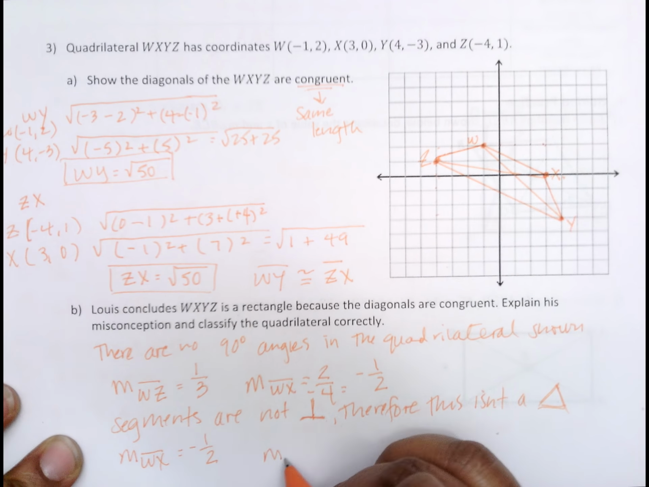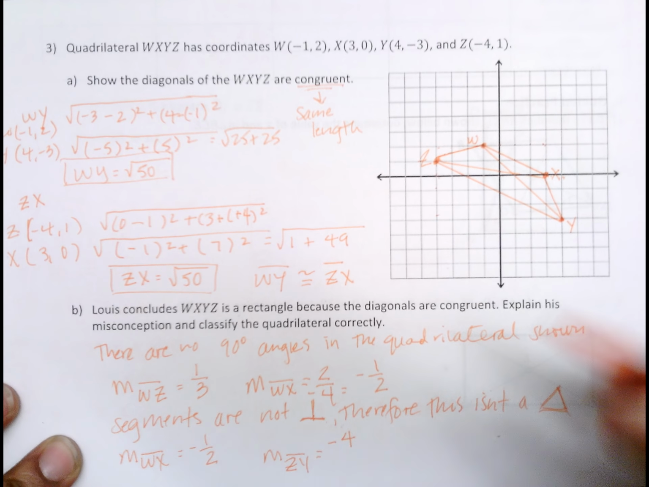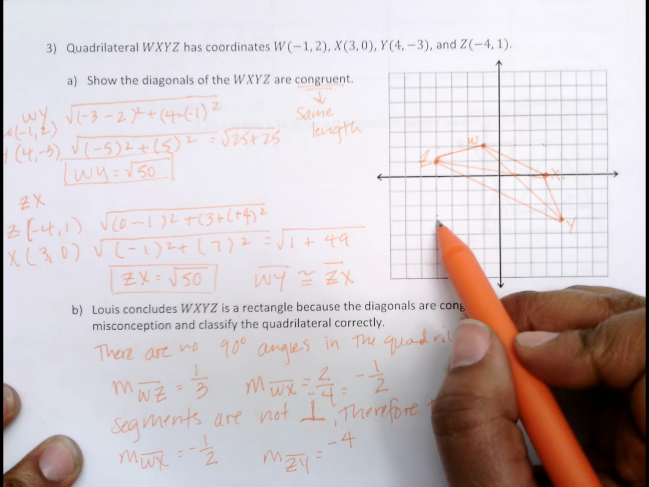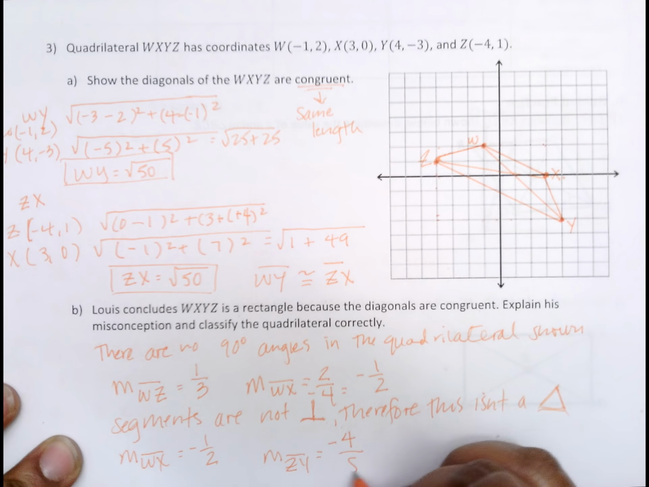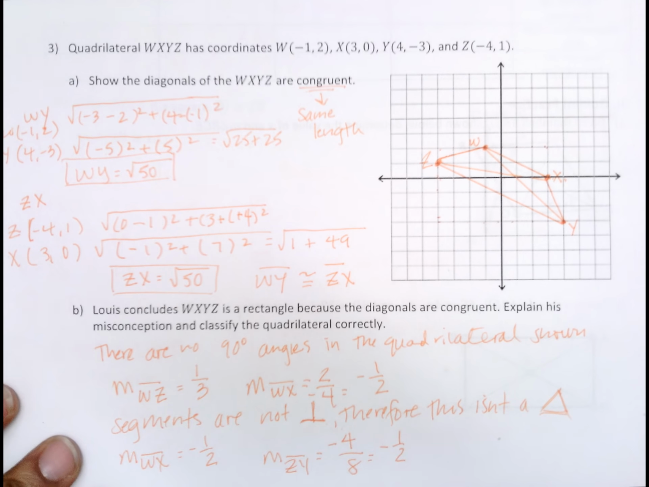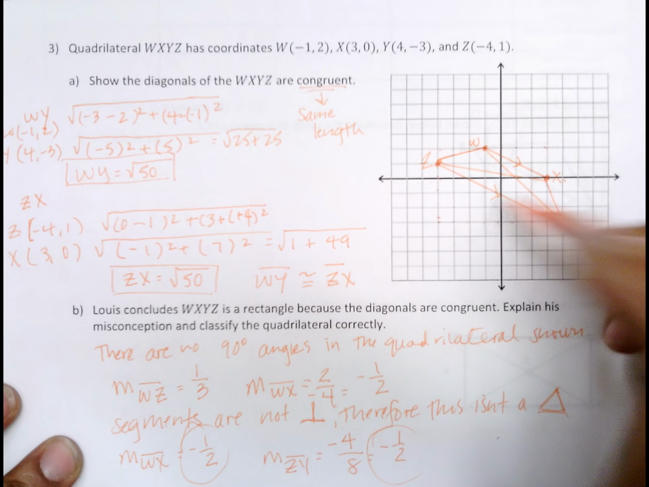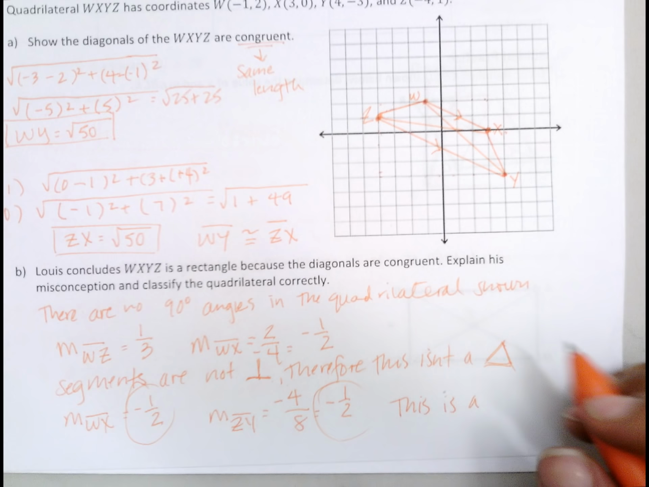ZY. So I went down, so that's negative 1, 2, 3, 4. And to the right, 1, 2, 3, 4, 5, 6, 7, 8. And when that simplifies, it simplifies to -1/2. So they have the same slope. So these are parallel. This is a trapezoid.